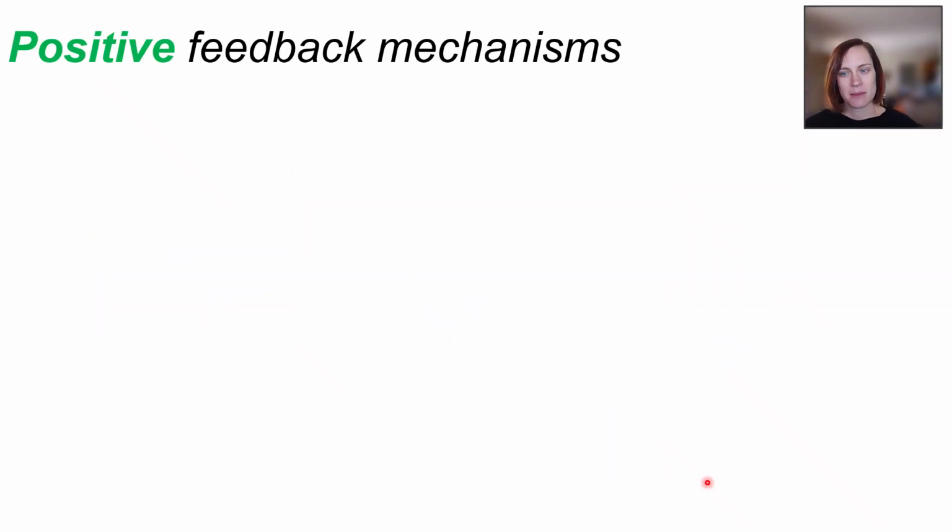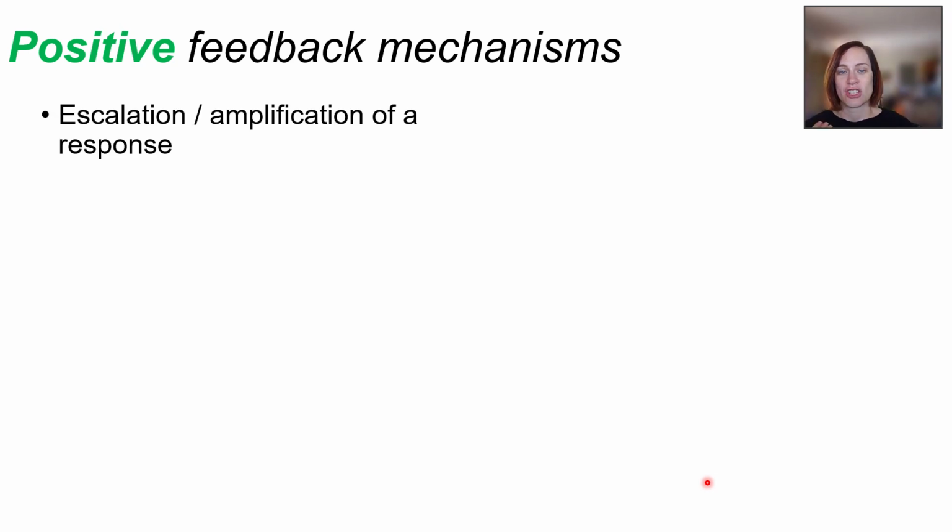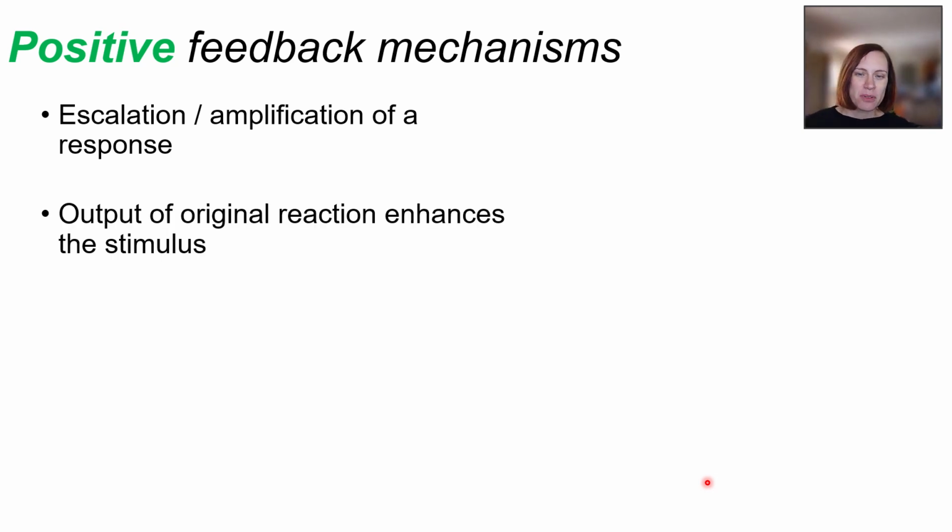Positive feedback mechanisms, on the other hand, are kind of like a vicious cycle. So it's an escalation, it's an amplification of a response. And the problem with this is they're really hard to stop, because once you start amplification, it's really hard to just make it stop happening completely. So the output of the original reaction is actually enhancing the stimulus. Hey, do more of that.